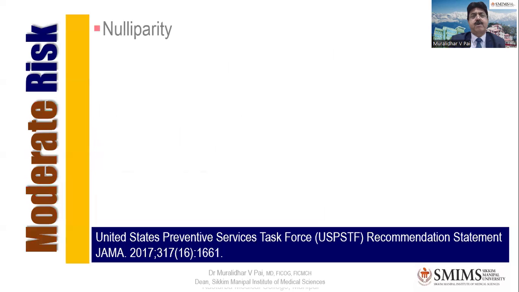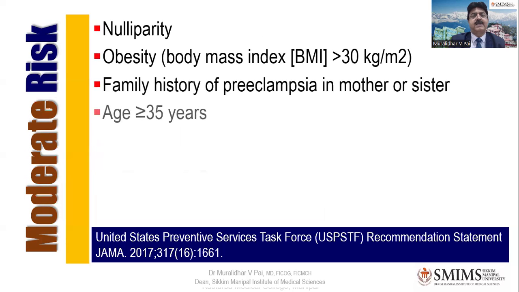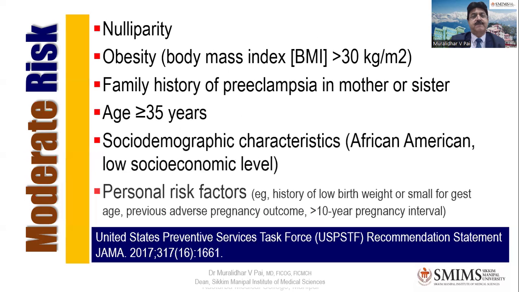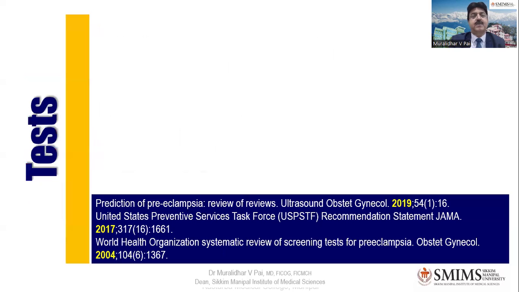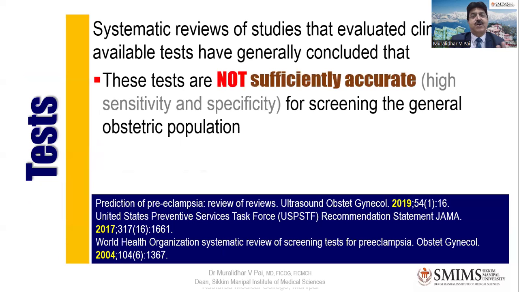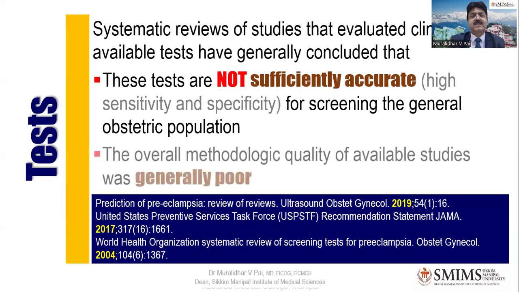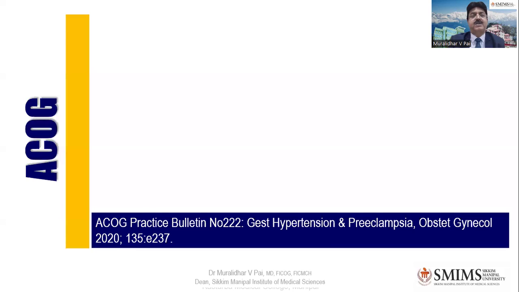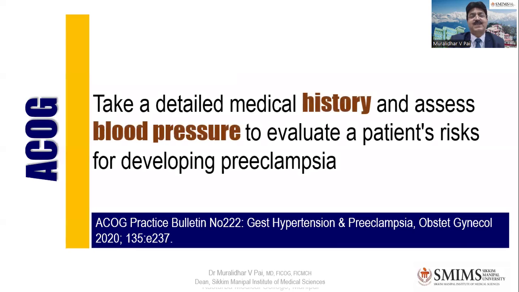Remember this. Moderate risk is nulliparity, obesity, family history, age more than 35, socio-demographic factors, and personal risk factors. What are the tests you do with all that knowledge? Systematic reviews of studies that evaluated clinically available tests generally concluded that these tests are not sufficiently accurate. Whether it is a rollover test, grip test, or angiotensin test, these are now almost obsolete. So ACOG recommends a very, very simple test. What is that? We have gone back to square one. Like old fashion comes as the new fashion. Now, this is the old thing, but it is the recent advance.